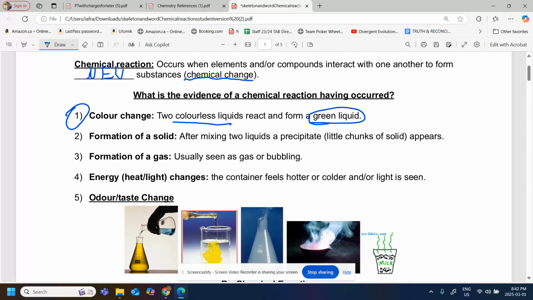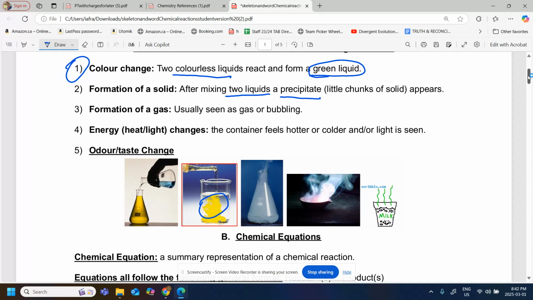You could have formation of a solid, so sometimes you'll mix two solutions together or two liquids together, and a precipitate forms, little chunks of solids form. They actually look kind of cloudy. So here you can see an example of a precipitate forming. Right here, you see a cloudy color that appears, and that's actually solid, and if you let it sit over time, it'll settle at the bottom, and you'll see it almost looks like sand at the bottom of water at the beach.